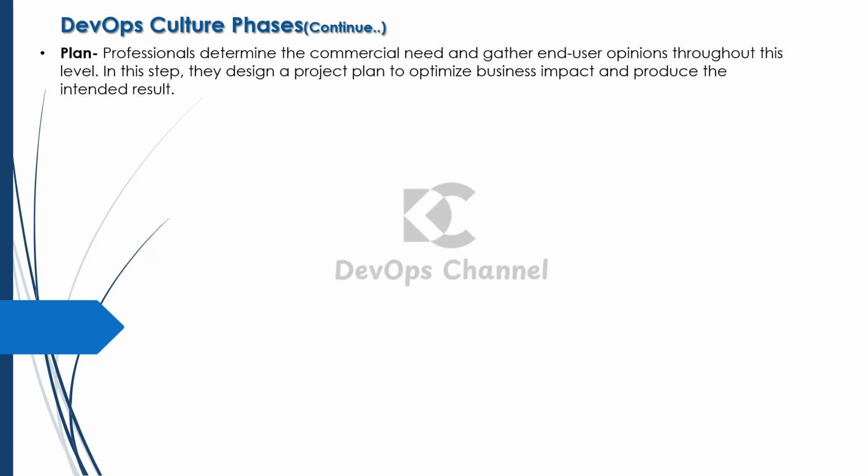So the first one is plan. In plan, professionals determine the commercial need and gather end user opinion throughout this level. In this setup, they design a project plan to optimize business impact and produce the intended result. Basically, it is like gathering information, same as in the waterfall model. So what is different between this phase and the waterfall model? Here, it will be continuous. We'll learn about all those things in the process lecture next.